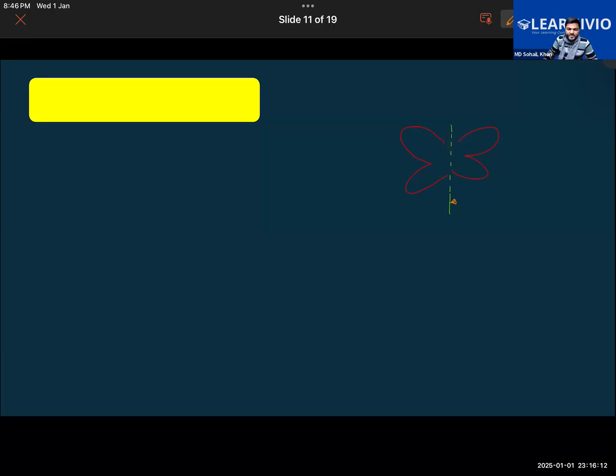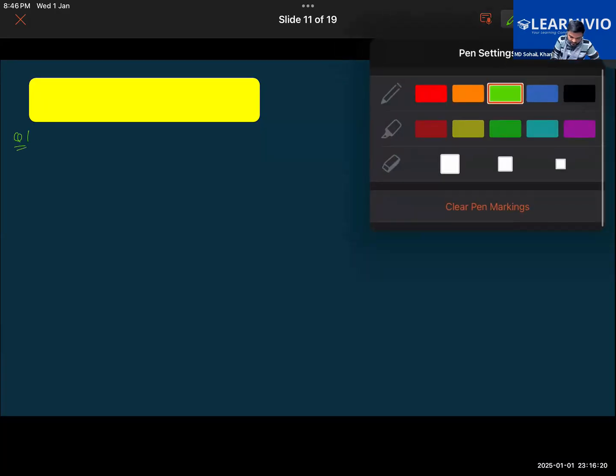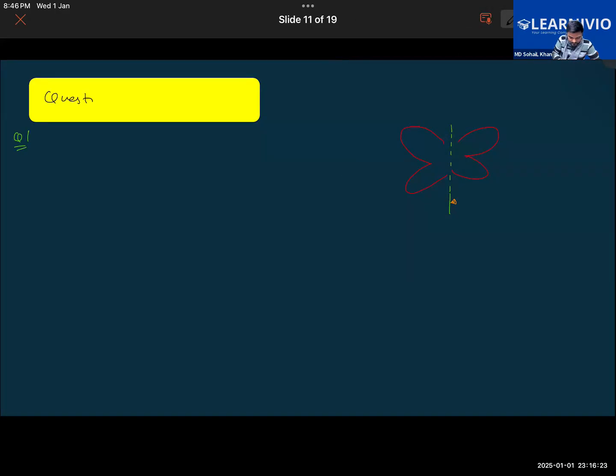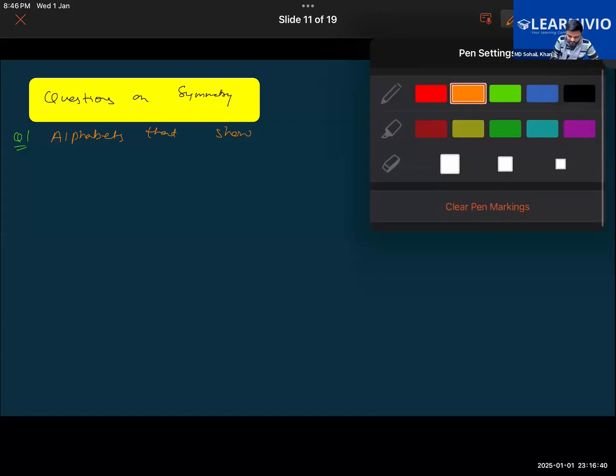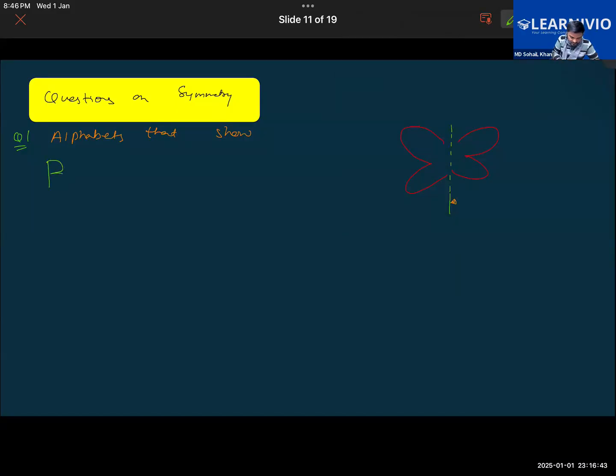Okay, tell me some of the alphabets which possess symmetry. Question one to you, right now we are doing some questions on symmetry. So what are some of the alphabets that show symmetry? B shows symmetry. Okay, so where will you be drawing the line of symmetry? Between, like the two curves. Like this, okay, like this it will be drawn.